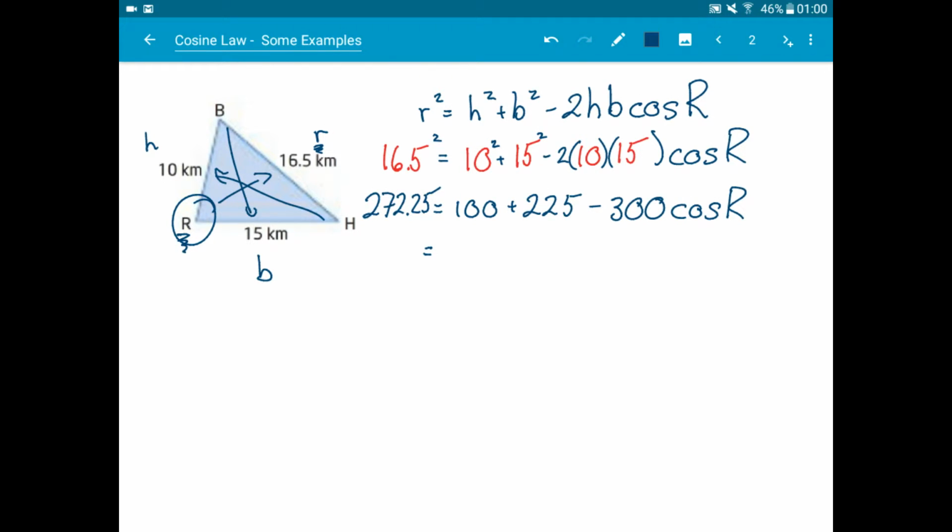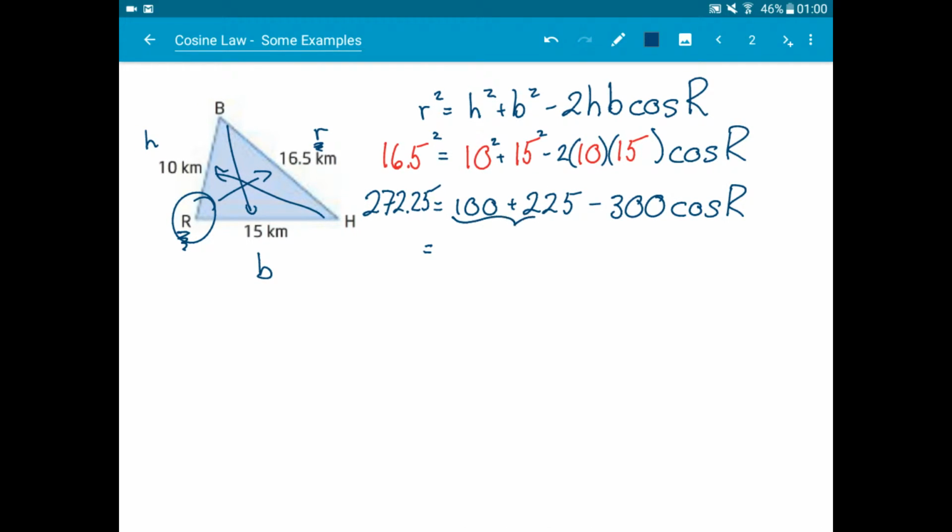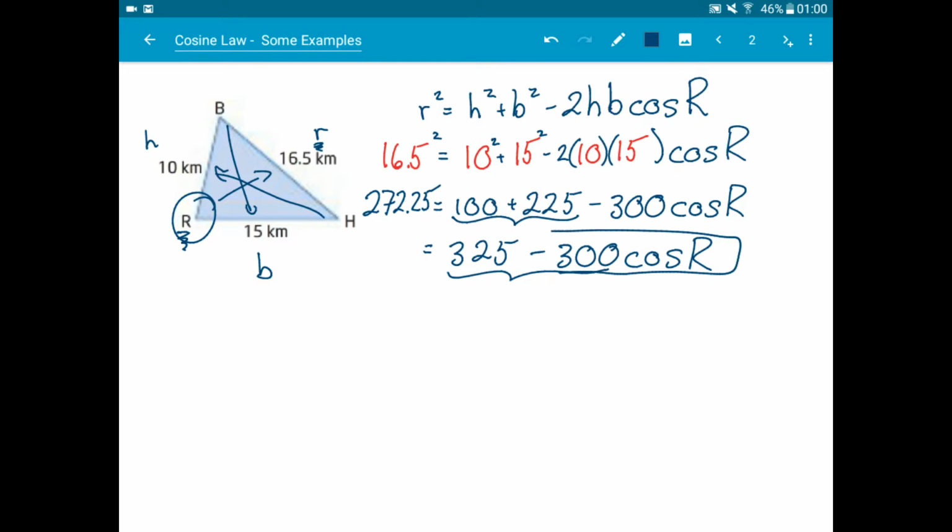Now, be careful here. These are just two numbers added together. You can do that. So that's 325 minus 300 cosine R. Now, the big mistake people make is now they do this subtraction. But these aren't like terms. This is 300 cosine R's. This is just 325. You can't add or subtract unlike terms. Okay, so you're kind of stuck at the moment.